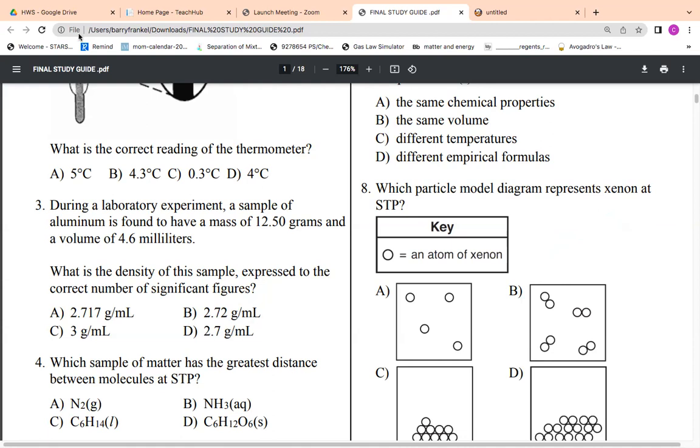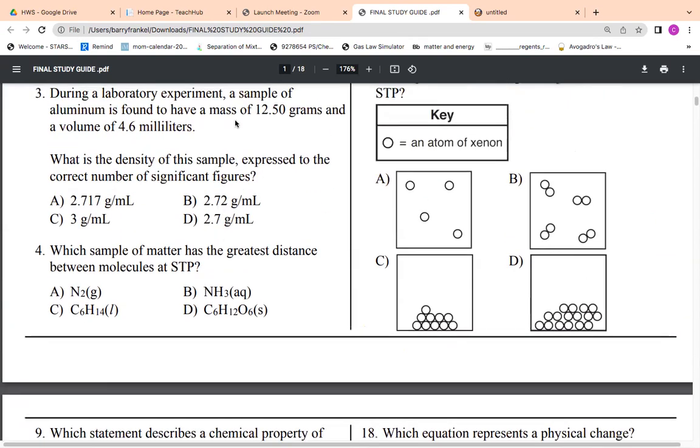Alrighty, number 4. Which sample of matter has the greatest distance between the molecules at STP? So the things with the greatest amount of distance are the gases, which we have a great example actually right here. So gases look like this, essentially. Okay, there's lots of distance between their particles. So we're going to want to go with the thing that is representing a gas. So we're going to go with A. This little g right next to our little molecule is representing that it is in the gas phase. L is liquid, aq is aqueous, means that it is in solution with water or mixed with water, and s is solid.